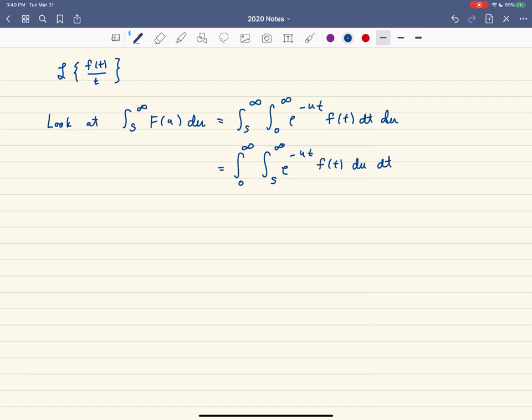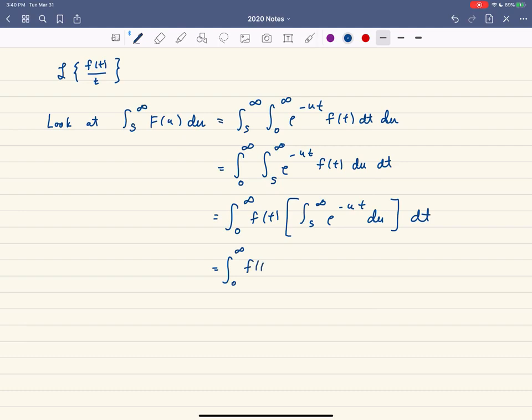The next thing that I want to do is rewrite this. Notice that this integral is with respect to u, so I can bring this f of t out, because that f of t is a constant with respect to u. So this is the integral from 0 to infinity, f of t times the rest, which is the integral from s to infinity, e to the negative ut du, times dt. And it turns out that this integral, e to the negative ut from s to infinity, we can just straight up evaluate.